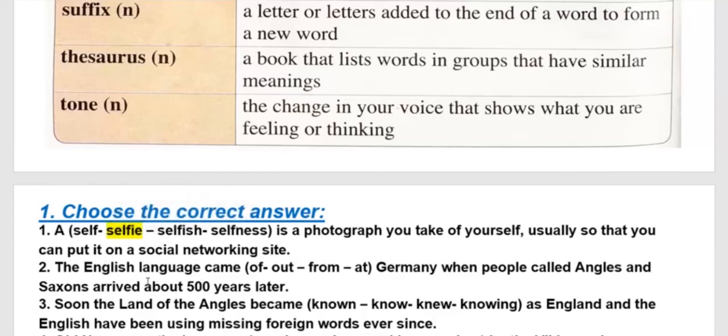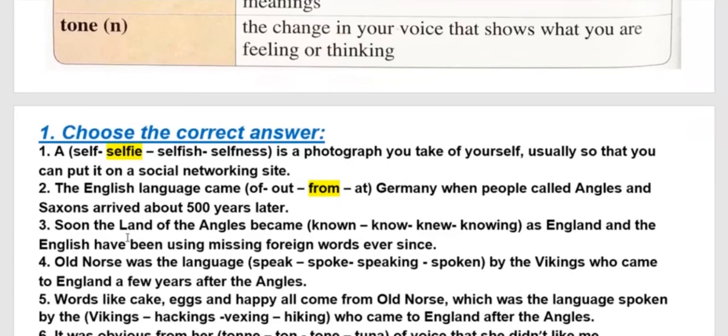The English language came from Germany when people called Angles and the Saxons arrived about 1,500 years ago. The tribes of Anglo-Saxons, you see, arrived to Britain or to England, right? And they formed the origin of the language. Soon, the land of the Angles became known. It means that everyone knows it. Became known.